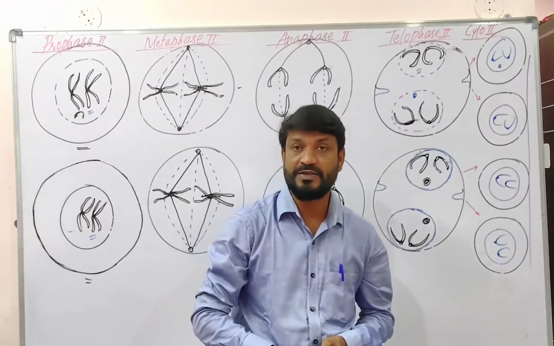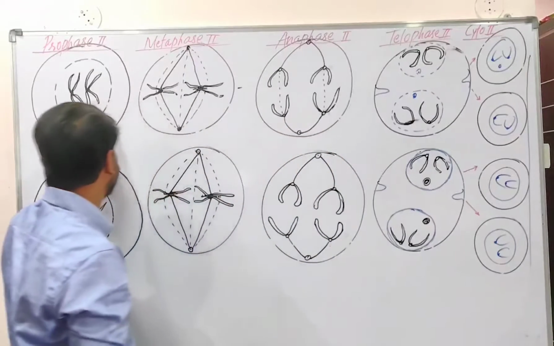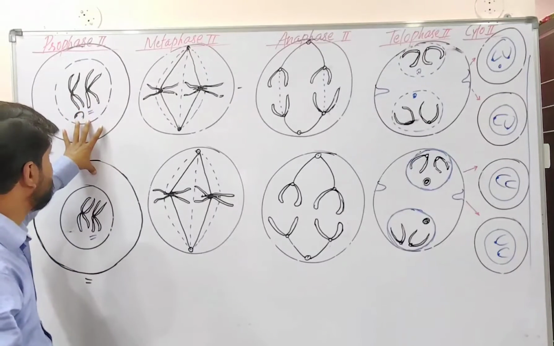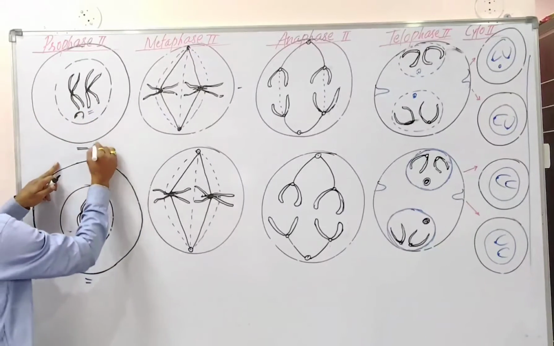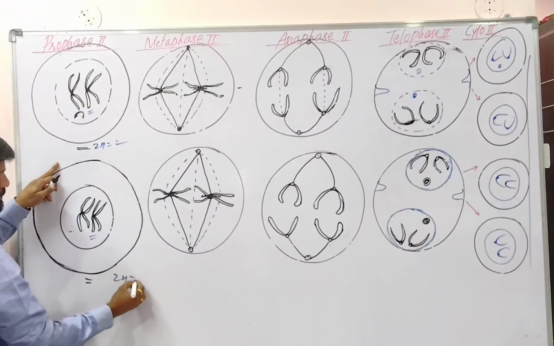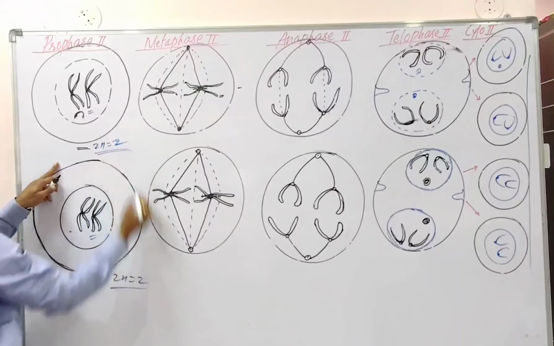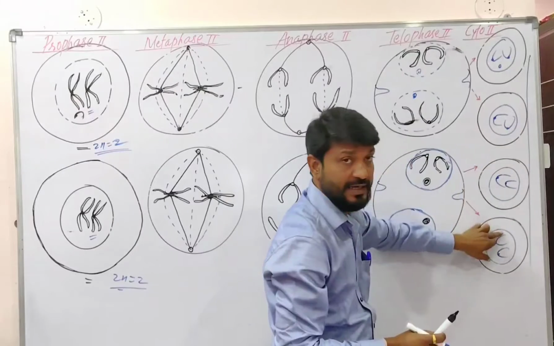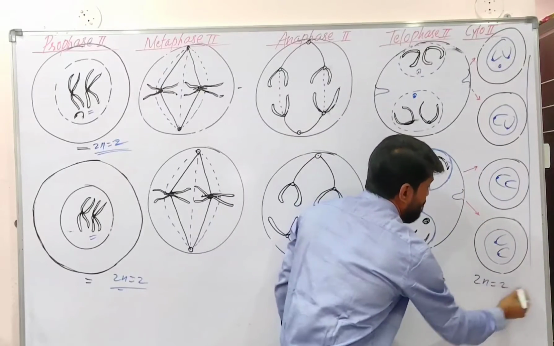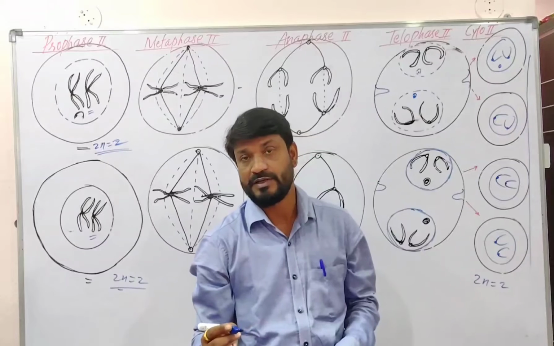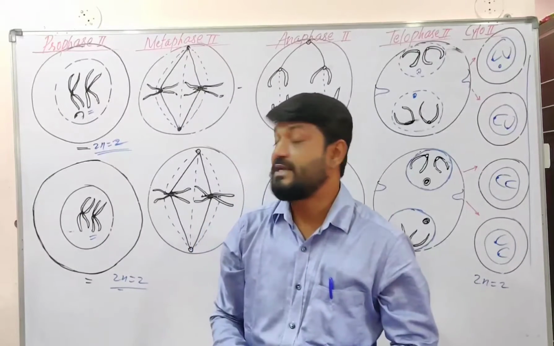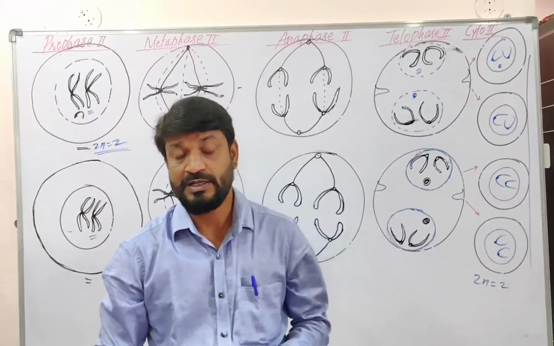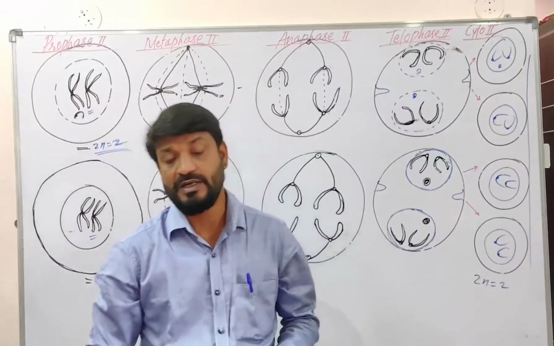Okay. So in this way, students, in meiosis 2, which is very similar to that of mitosis, two cells, each having 2n equal to 2, diploid chromosome number 2, will convert into 4 cells, each having 2n equal to 2, the same chromosome number. So meiosis 2 is exactly similar to the equational division of mitosis. Okay, students. So that was about meiosis 1 and meiosis 2.